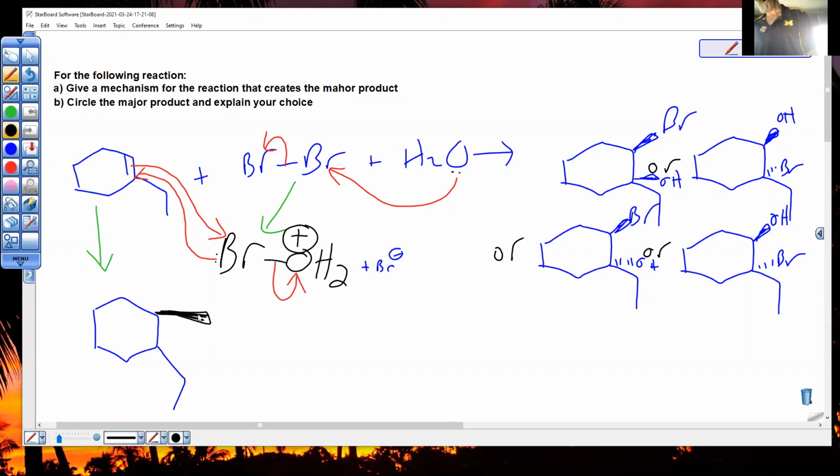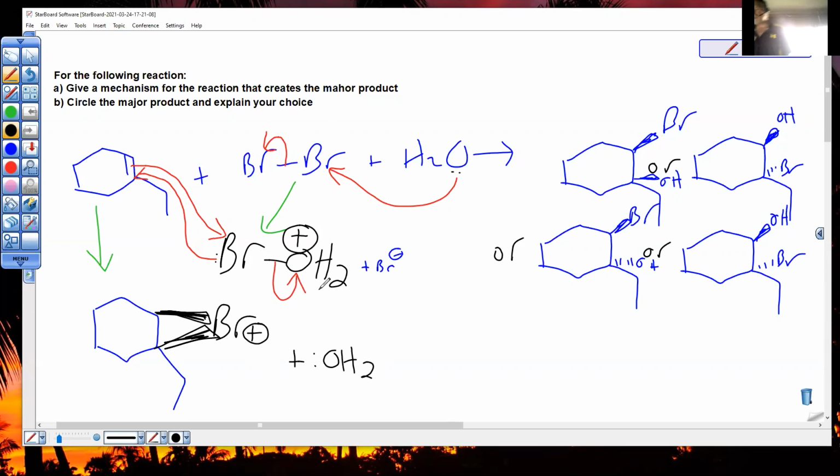It'll form 50% this one, with both of those bonds being wedges, and 50% both bonds being dashes. You only have to show one enantiomer in a mechanism. And water is both produced and in very large excess because it is also the solvent. The mixture of bromine and water is called bromine water.